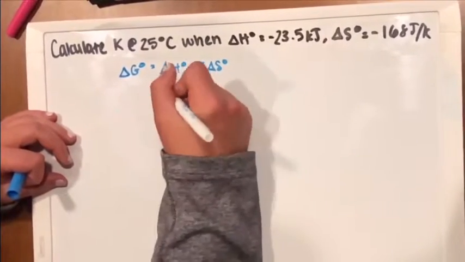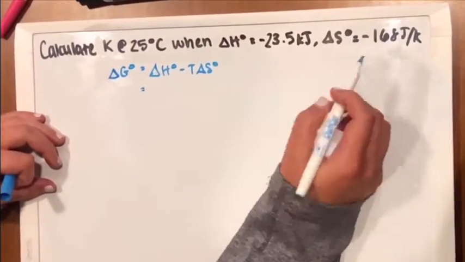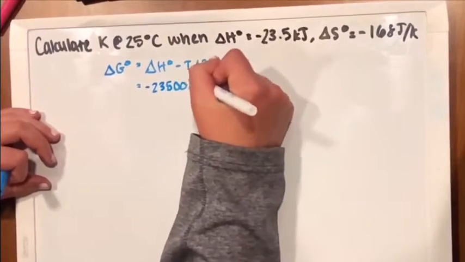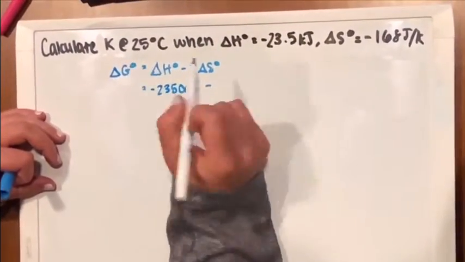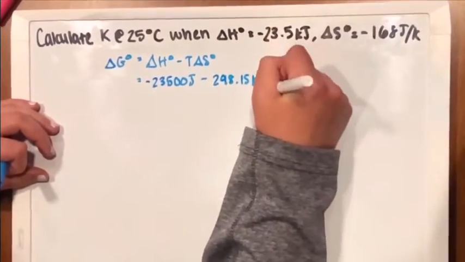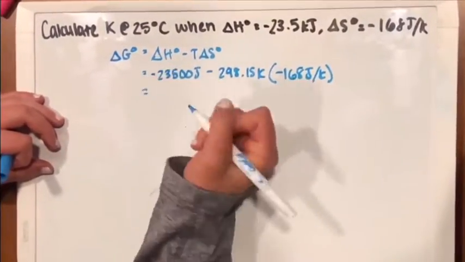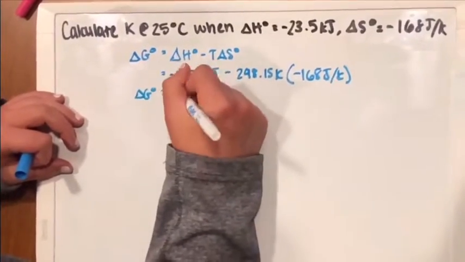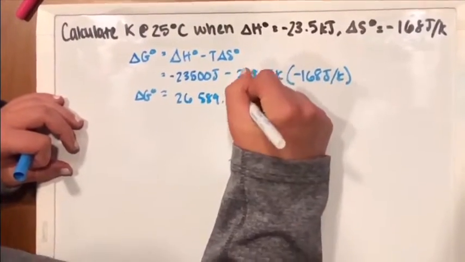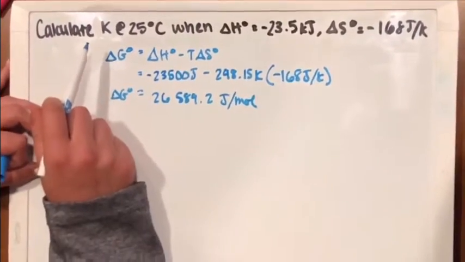So first you plug in your values. Be sure to convert the units from delta H to match the units for delta S. So negative 23,500 joules minus the temperature. Be sure to convert this to Kelvin. So 298.15 Kelvin times negative 168 joules per Kelvin. When you calculate this out, delta G naught is equal to 26,589.2 joules per mole. So now that you've found delta G, your ultimate goal is to find K.